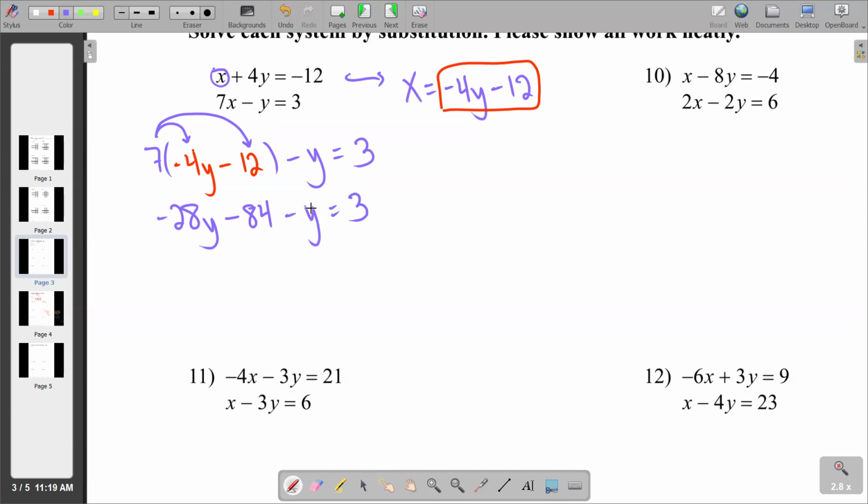So, oof, we did it. We got rid of the parentheses. Now what do we do? Then you combine like terms. Put those y's together. How many y's do you get? -29. Nice job. And then what do we do?